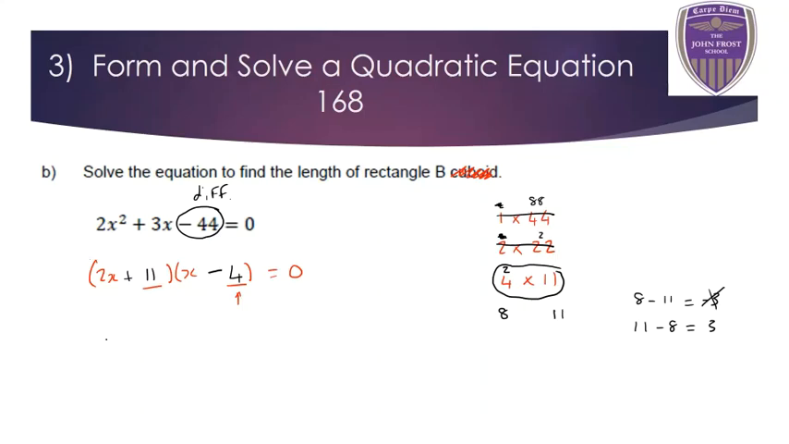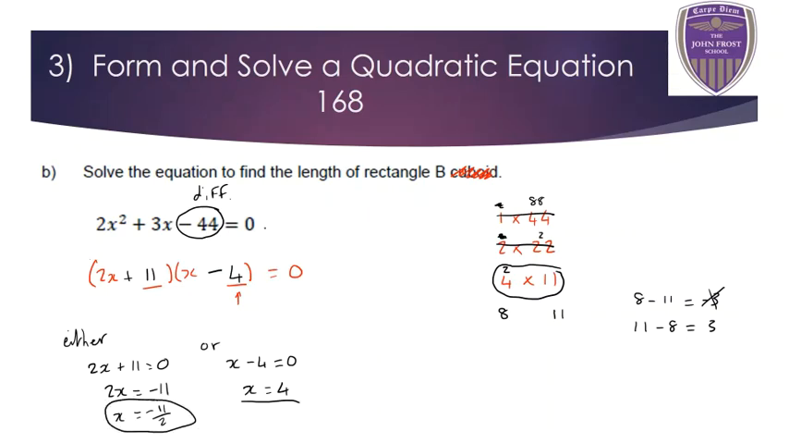I've now got to solve it. So either the first bracket of 2x plus 11 must be equal to 0, or the second bracket, which contains x take away 4, must be equal to 0. Now on this one, it's a two-step equation, so I would take away the 11 first from both sides. So I get 2x is equal to minus 11. And then I would divide through by 2, so I could find x. So it's going to be minus 11 over 2, or minus 5.5. And in this case, if I add 4 to both sides, it tells me x is equal to 4.